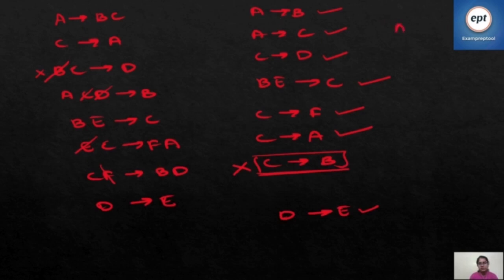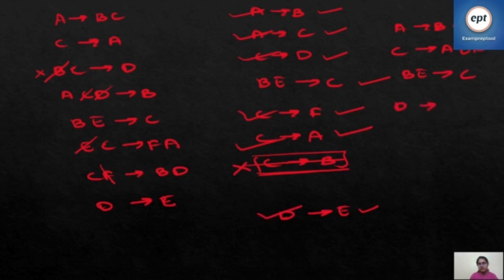So A will be able to derive BC. Okay, so this and this are done. C will be able to derive DFA. Okay, so from C we will be able to derive ADF. So this is done, this is done, this is done. Okay, this is already cancelled. And from BE, we are deriving C. And from D, we will be deriving E. So this is the minimal cover we found for the functional dependencies.